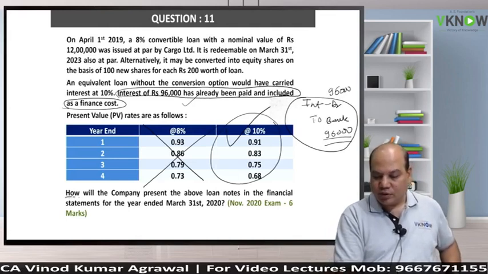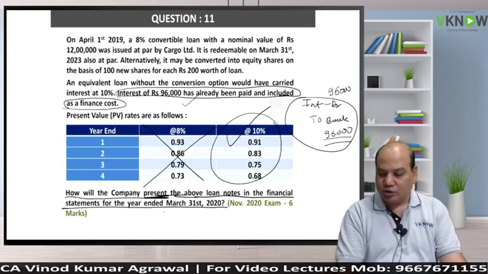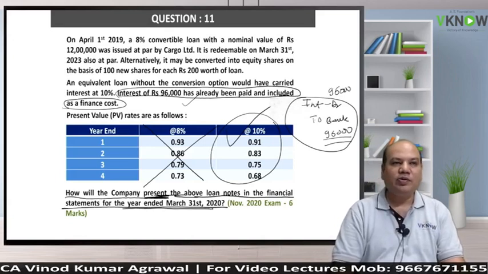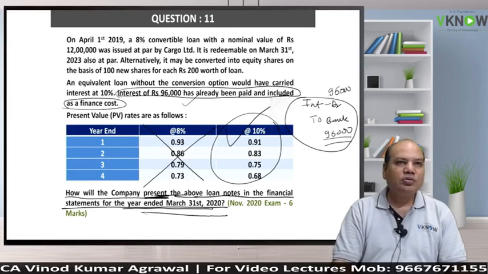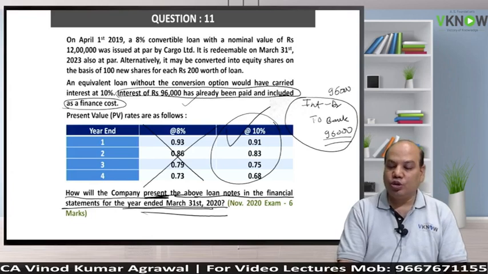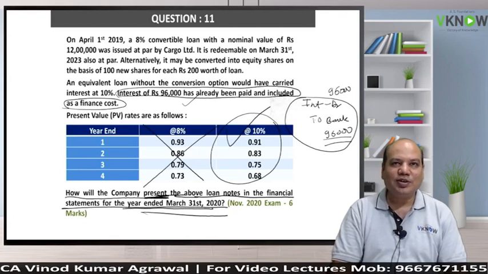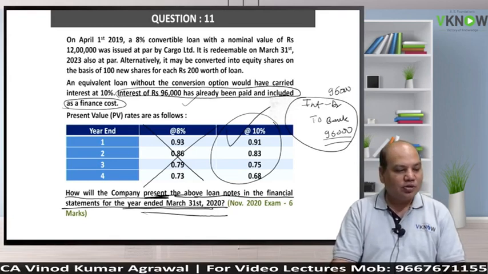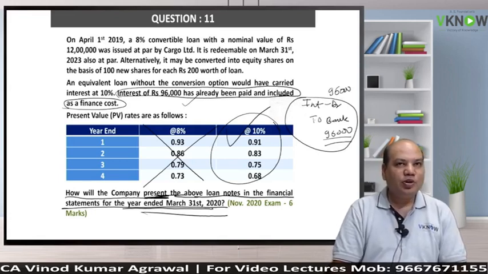The question is, how will the company present the above loan notes in the financial statement for the year ended 31st March 2020? Out of this entire thing, how much will appear as a liability, how much will appear as equity, and how much will appear in the profit and loss account only for 31st March 2020? You don't have to go till 31st March 23, but of course 4-year data would be required for the calculation. The good thing about this question is there is no transaction cost. So you don't have to revise the IRR figure, because I am not revising the liability.